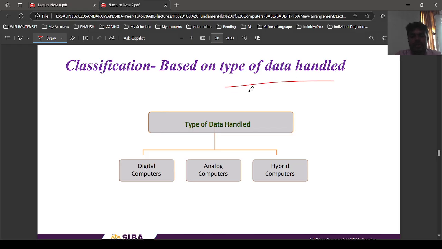So what about the data types? Here we have analog computers and digital computers. Imagine a petrol pump at a fuel station. The petrol pump itself is a computer. Why is that? Because when you pump petrol, it calculates the number of liters dispensed and the amount you need to pay.